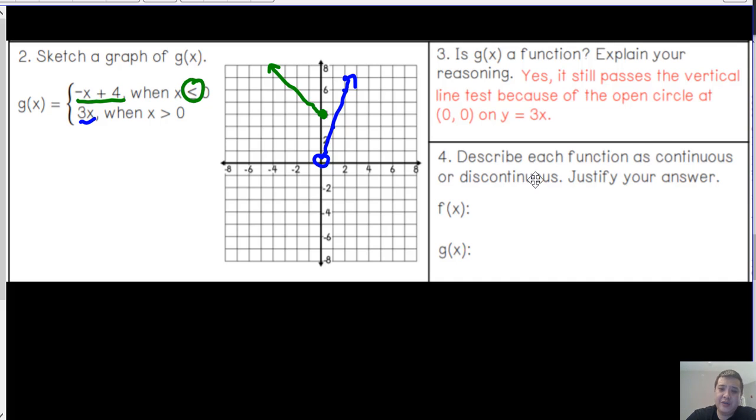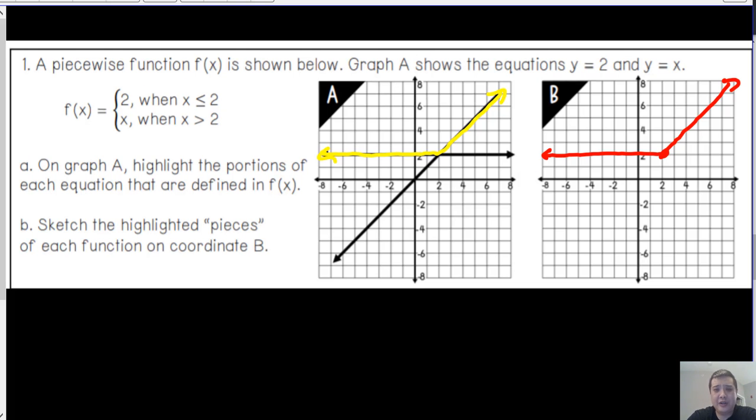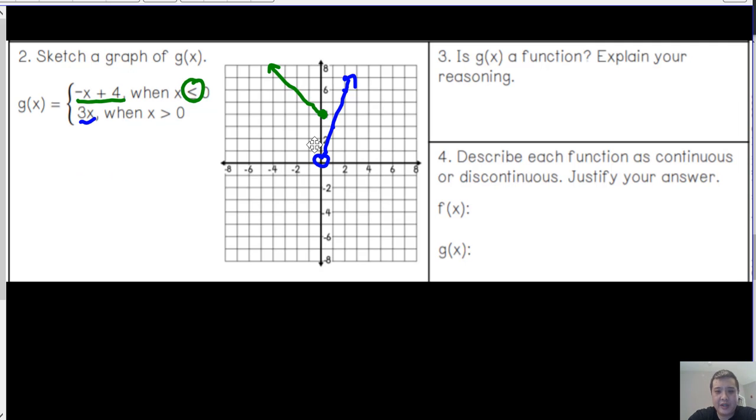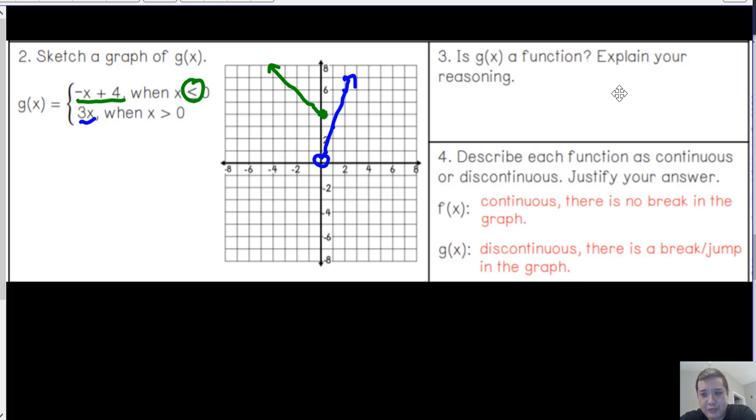Describe each function as continuous or discontinuous. Justify your answer. So f of x, which is back here in question number 1, right here, you see how there's no gap in between the two parts. It's all connected because where 2 ends right here, the next part of the function picks it up. As opposed to right here, there is a gap, so therefore this one is discontinuous because there's a jump or break in the graph, while f of x is continuous. There's no break in the graph.